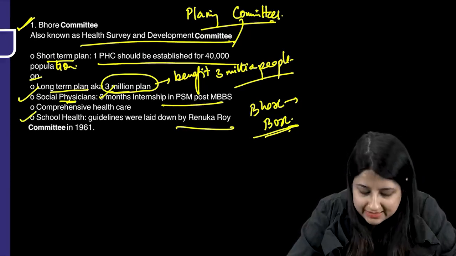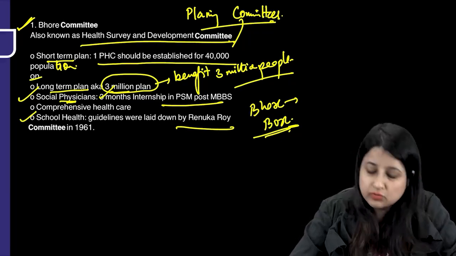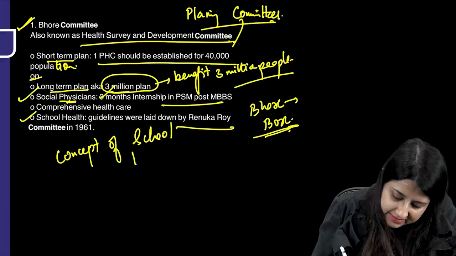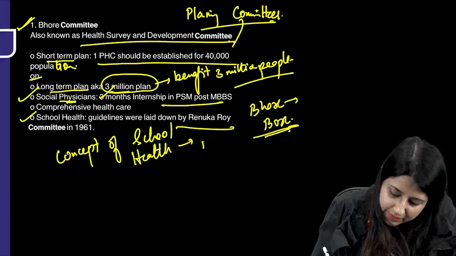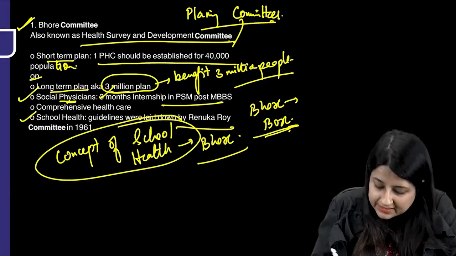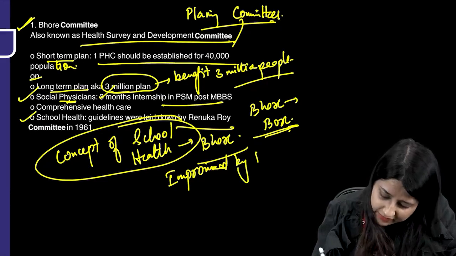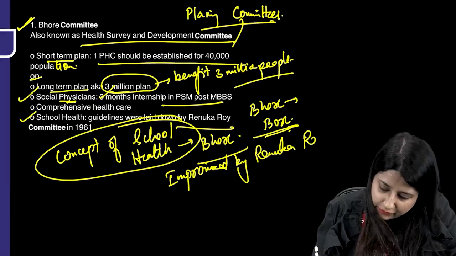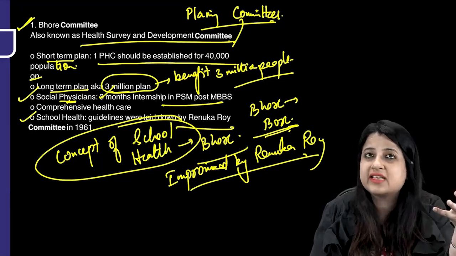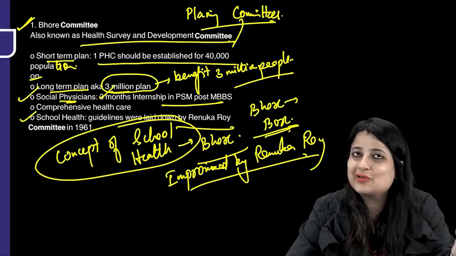The boring concepts were number 1, 3 months training in PSM, social physicians, and he started the concept of school health. Please remember, the concept of school health services was given by Sir Joseph Bhore. But it was improvised by Renuka Roy. We have studied this also. Like when children start going to school earlier, it's a boring thing only. Then gradually they start enjoying. So that's how you can remember.